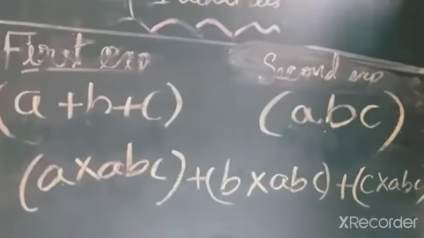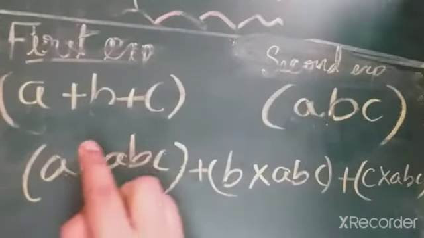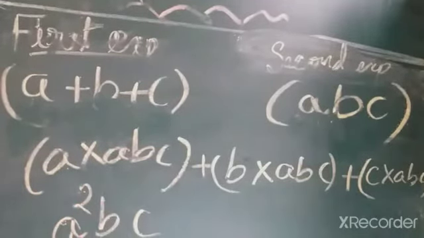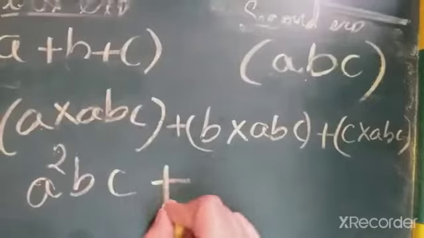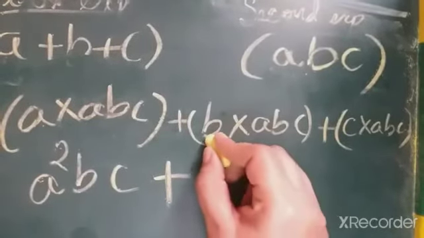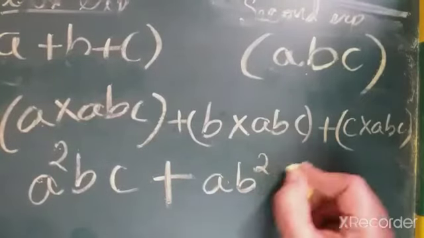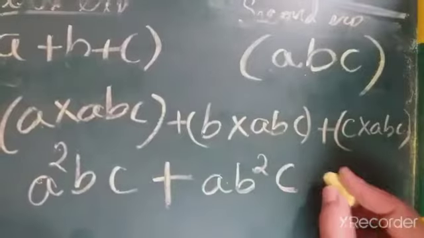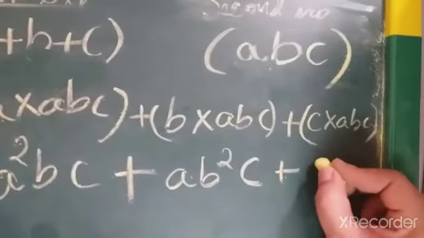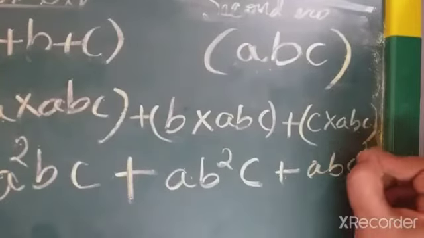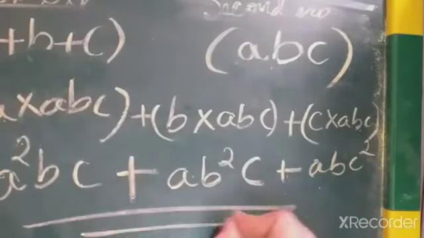Now a into a is 1 plus 1 means 2, a to the power 2 bc, plus b into abc means a, b into b is b square, 1 plus 1 is 2, c, plus abc into c means abc 2 times. This is your answer.